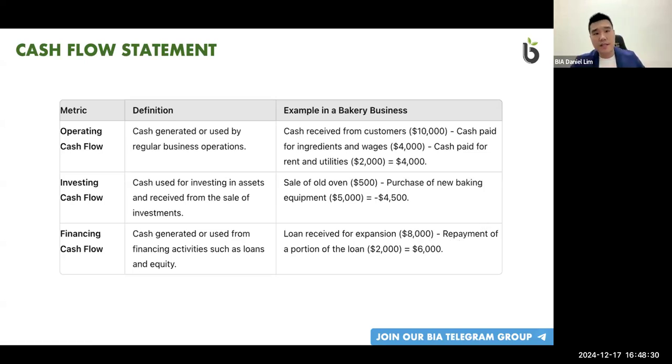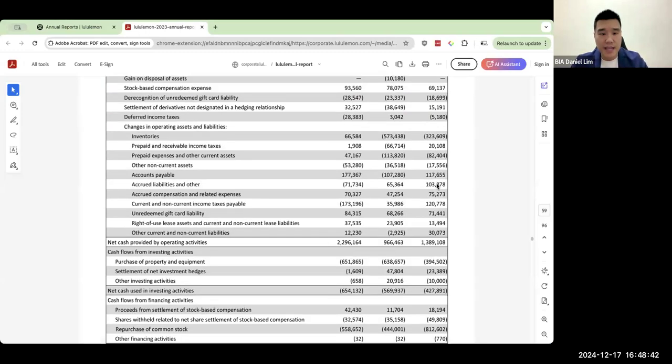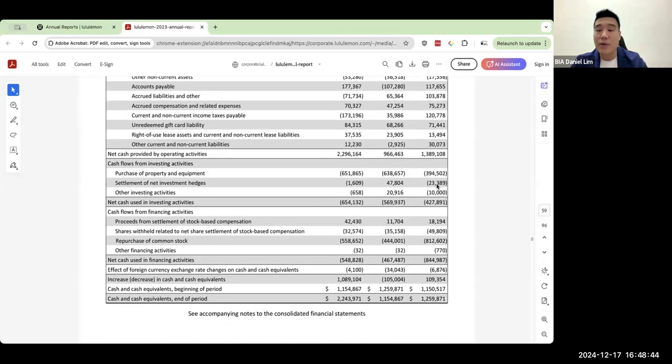All right, so this is the cash flow statement that you guys need to know. Now, let's go through Lululemon's one again, and apply it. All of this seems very scary, right? Actually, it's very, very simple when you know how to remove what not to look at and only focus on what you need to know.